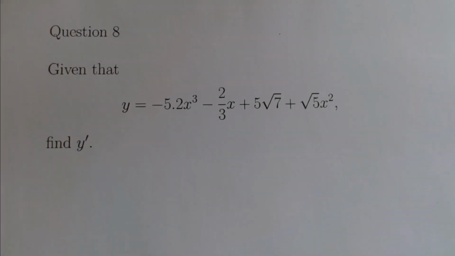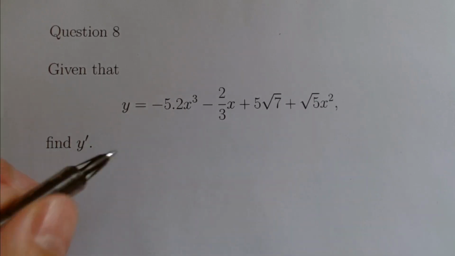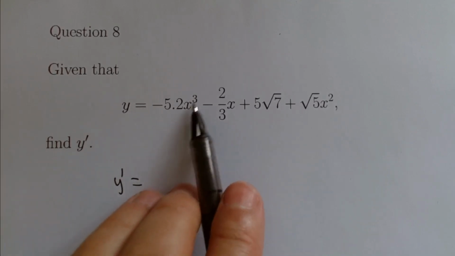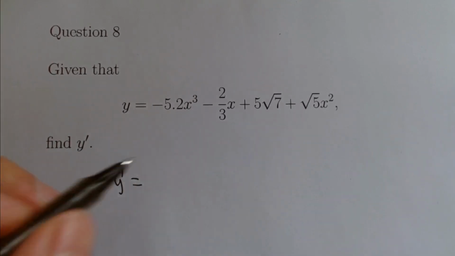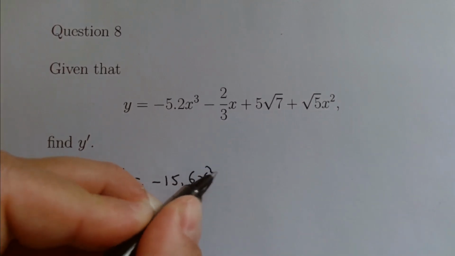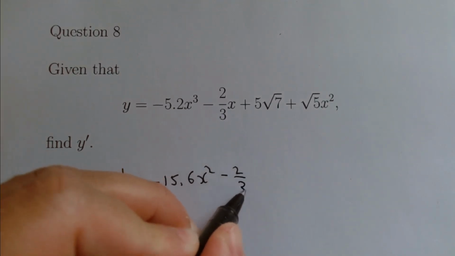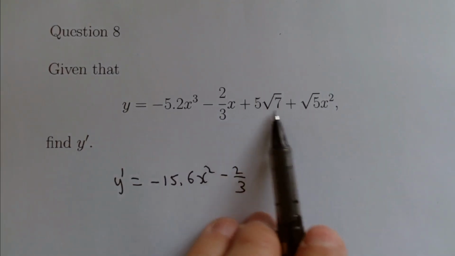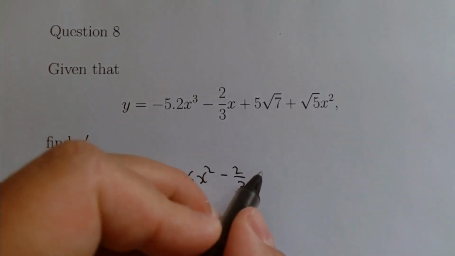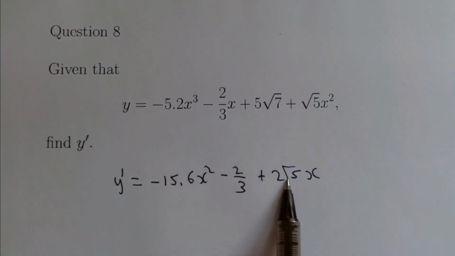Okay, question number 8. We need to differentiate this polynomial, and we can do it term by term. So y dash, so 3 times 5.2 is minus 15.6 x squared. That's a linear term, becomes minus 2/3. That's a constant term, so that disappears, and the 2 comes down to multiply the root 5. 2 root 5x.